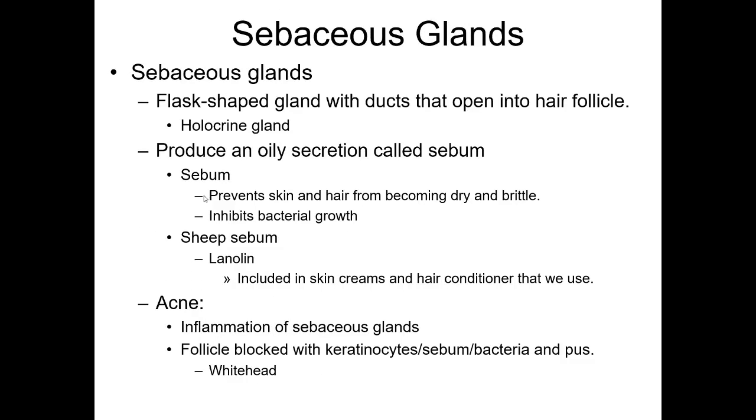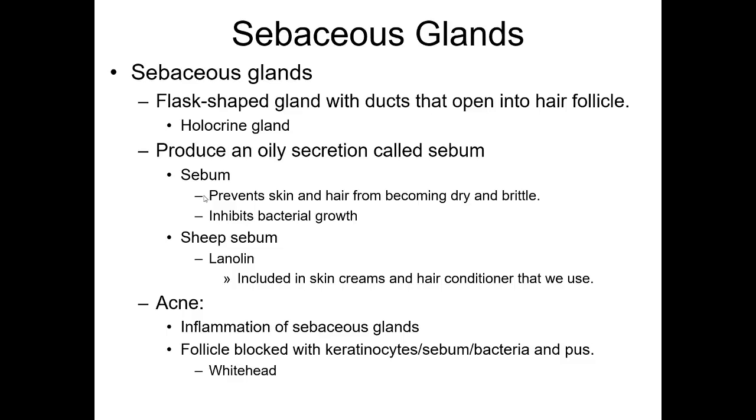The sebaceous glands are located alongside of the hair bulb, and they produce an oily secretion. The secretion mechanism is holocrine secretion, and this secretion is called sebum. Now, it being an oily secretion, it moisturizes the skin. It's slightly acidic, so it inhibits bacterial and microbial growth. In sheep, the secretion is even more thick and viscous, and it is part of a lot of moisturizing skin and hair products. Now, when we talk about oil and skin, we cannot possibly refrain from talking about acne.